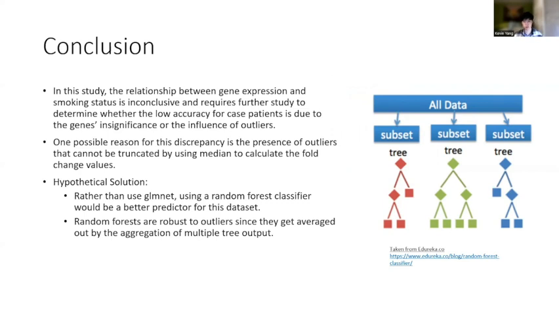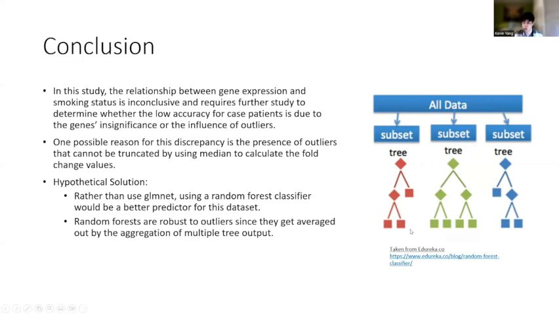One possible reason for this discrepancy, as I previously mentioned, was the presence of outliers, which cannot be truncated completely using median to calculate full change values. One solution I came up with for this, which I'm currently studying, is rather than using GLMNet, I use random forest classifier instead, which would be a better predictor for this dataset. Random forests are robust to outliers because they get averaged out by the aggregation of the multiple tree output.